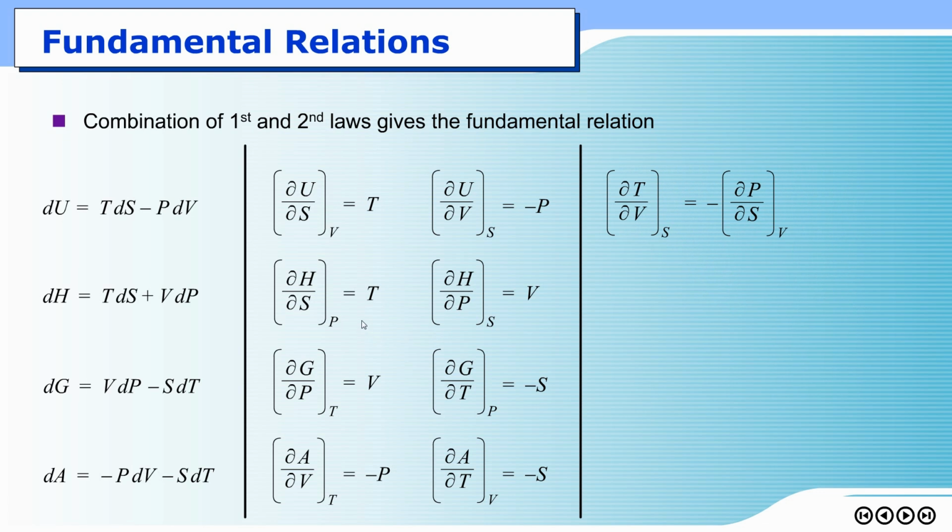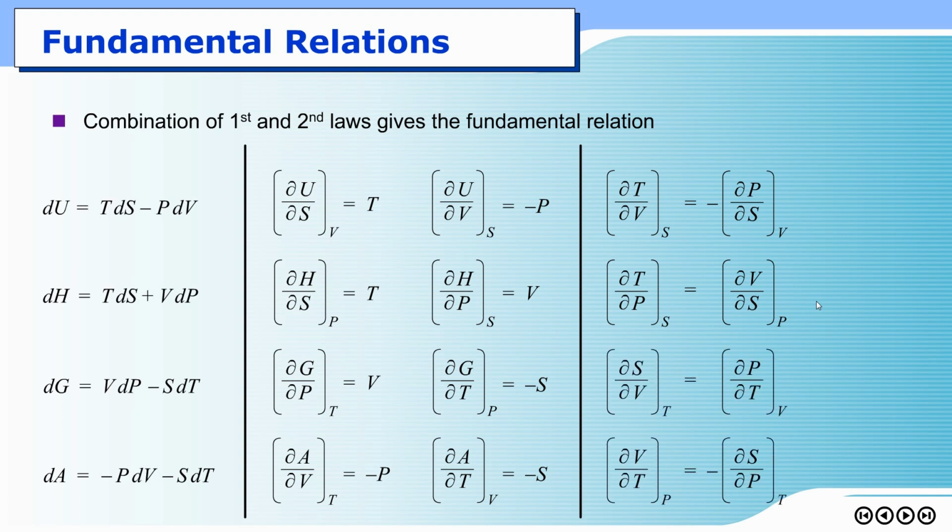So if you take these two pairs, and repeat the process, you take another derivative, the second order derivative, and make sure that after you do that, the left hand side are equal. Then you can get another relationship here from the second, the third, and the fourth equation. These four relationships are called Maxwell equations. Maxwell equations will be used very extensively when we derive the relationship amongst thermodynamic parameters.